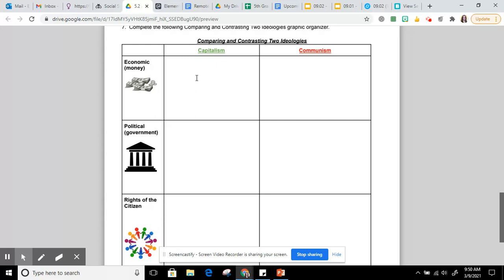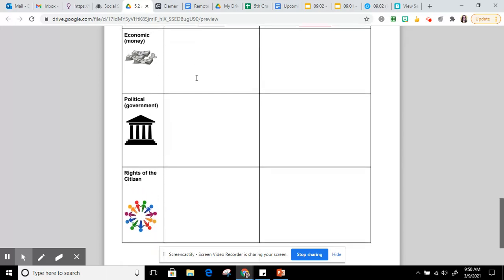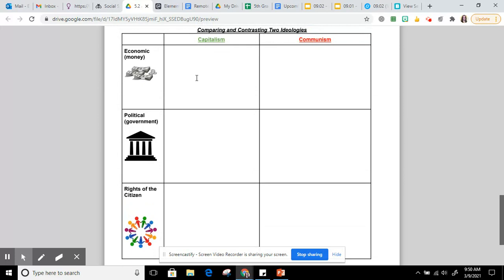Politics or government. What's the government like in a capitalistic country? What's the government like in a communistic country? And then with the rights of citizens, those human rights, what type of rights do people have in a capitalism country? And what type of rights do humans have in a communistic country?